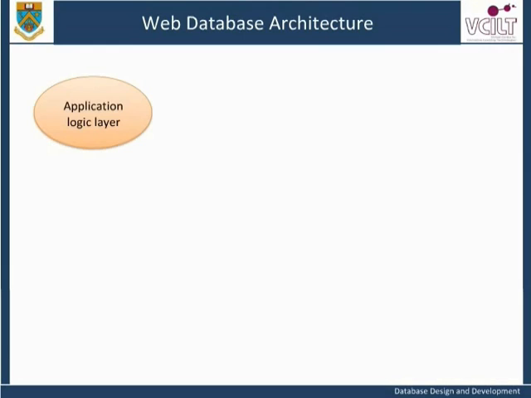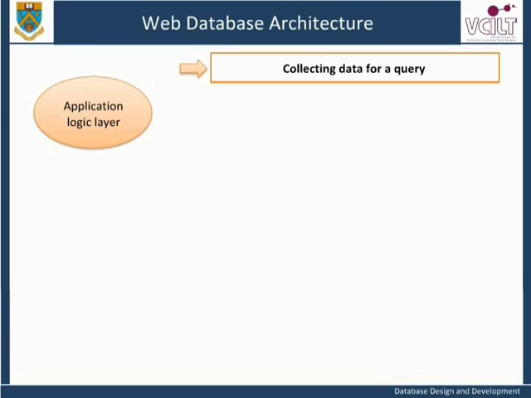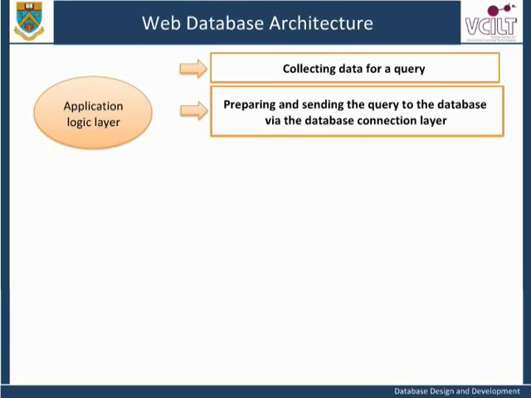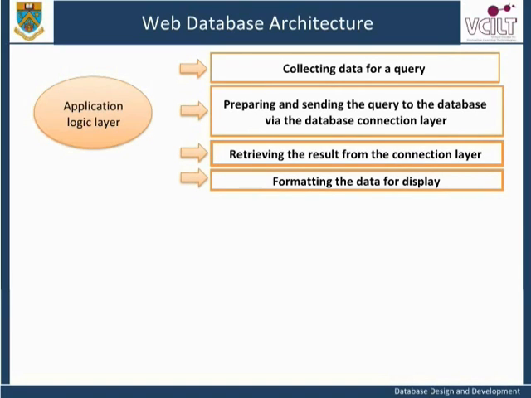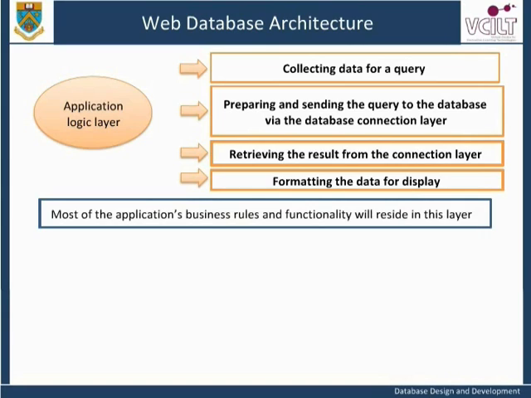Application logic layer. The application logic layer is the part of a web database application with which a developer will spend the most time. It is responsible for collecting data for a query, for example, a SQL statement, preparing and sending the query to the database via the database connection layer, retrieving the results from the connection layer, and formatting the data for display. Most of the application's business rules and functionality will reside in this layer.